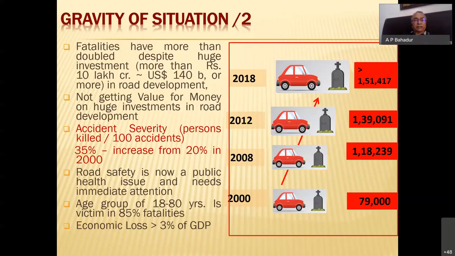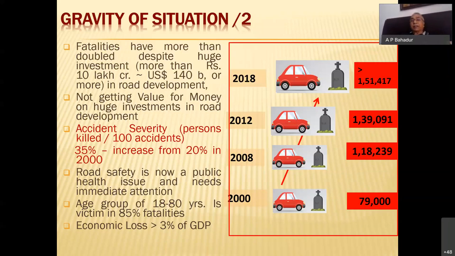Another serious concern should be a current term called accident severity. Accident severity is the number of persons getting killed per 100 accidents. Now that accident severity used to be 20 in the year 2000, and has now increased by 1.5 times to 35. That means earlier 20 persons were getting killed in 100 accidents, whereas now 35 persons are getting killed in 100 accidents. Obviously, whatever we are doing is not safe.